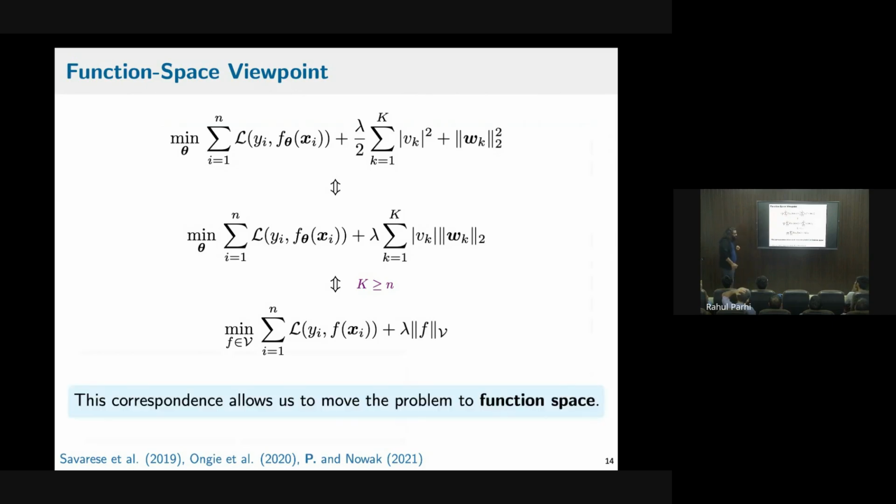This correspondence, allowing us to move the problem to function space, makes it so we can bring in a lot of machinery developed in functional analysis and harmonic analysis to understand what is going on with the neural network solutions to these kinds of problems. And this is why I think this perspective is very nice. The representer theorem and this chain of equivalences really show that you don't lose anything, or even gain too much in some sense, by moving to function space.